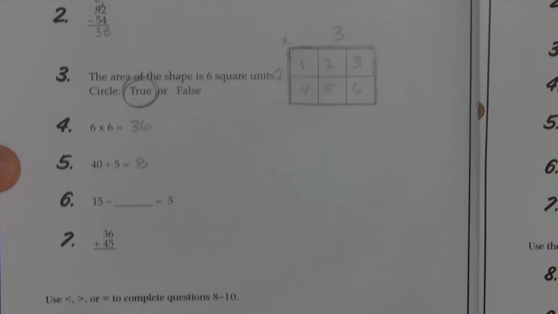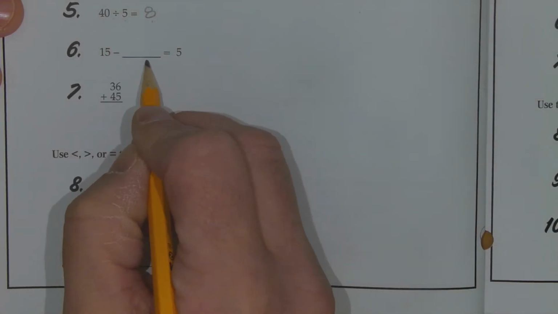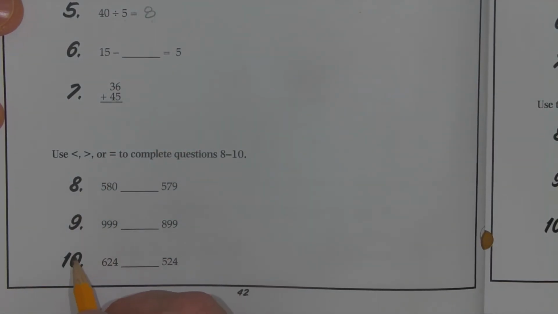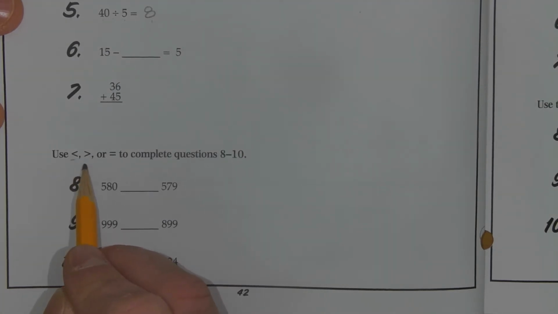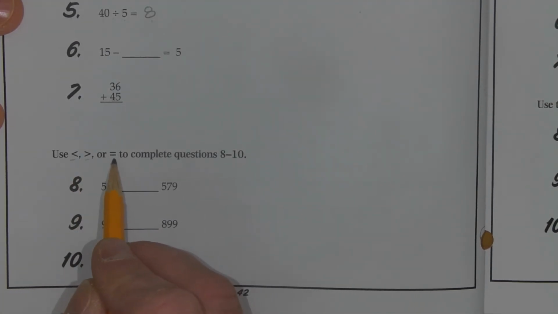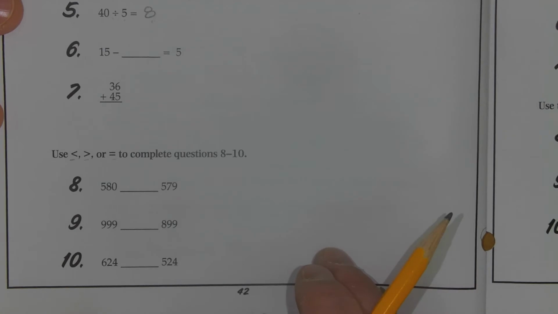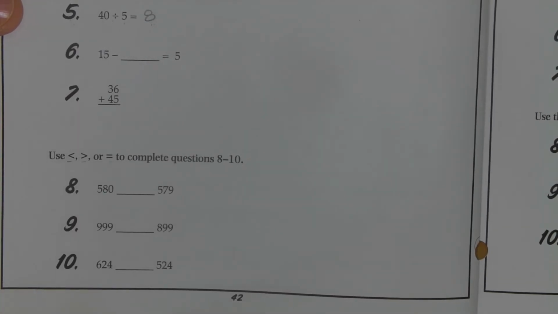Moving on. Number 6, 15 minus something gives you 5. Number 7, 36 plus 45. And number 8, 9, and 10 use these symbols, greater than, less than, or equal to, to complete questions 8 through 10. So which one's bigger, or are they the same? Which one's smaller? Go ahead and pause your video. When you're finished, come back and check your work. We'll take one final look, and then we'll be off.